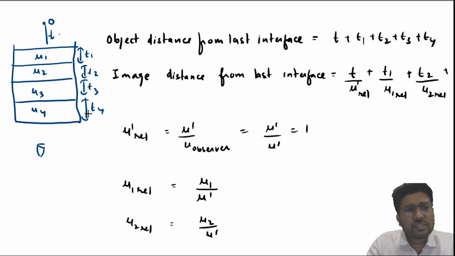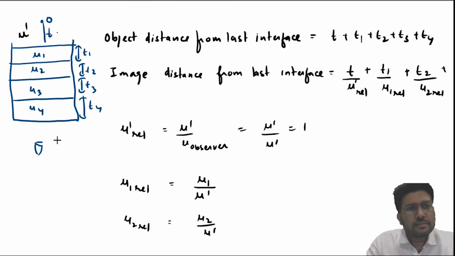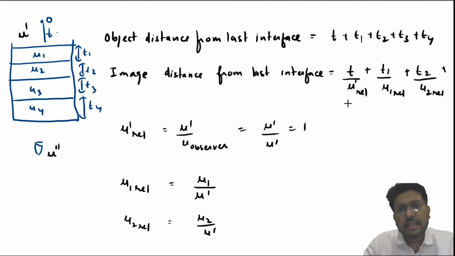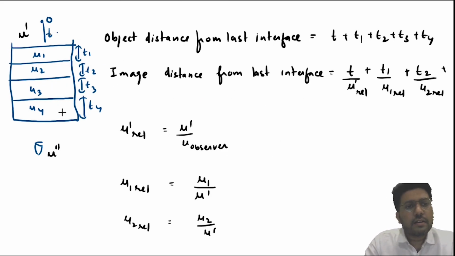And what is the image distance from the last interface? The image distance from the last interface will be, listen carefully now, T by mu, suppose this refractive index is mu dash, then I will write T by mu dash relative plus T1 by mu1 relative plus T2 by mu2 relative plus T3 by mu3 relative plus and so on. Okay. Now suppose the refractive index of the medium of the observer is mu double dash, then mu dash relative will be the refractive index of this medium with respect to the medium of the observer.